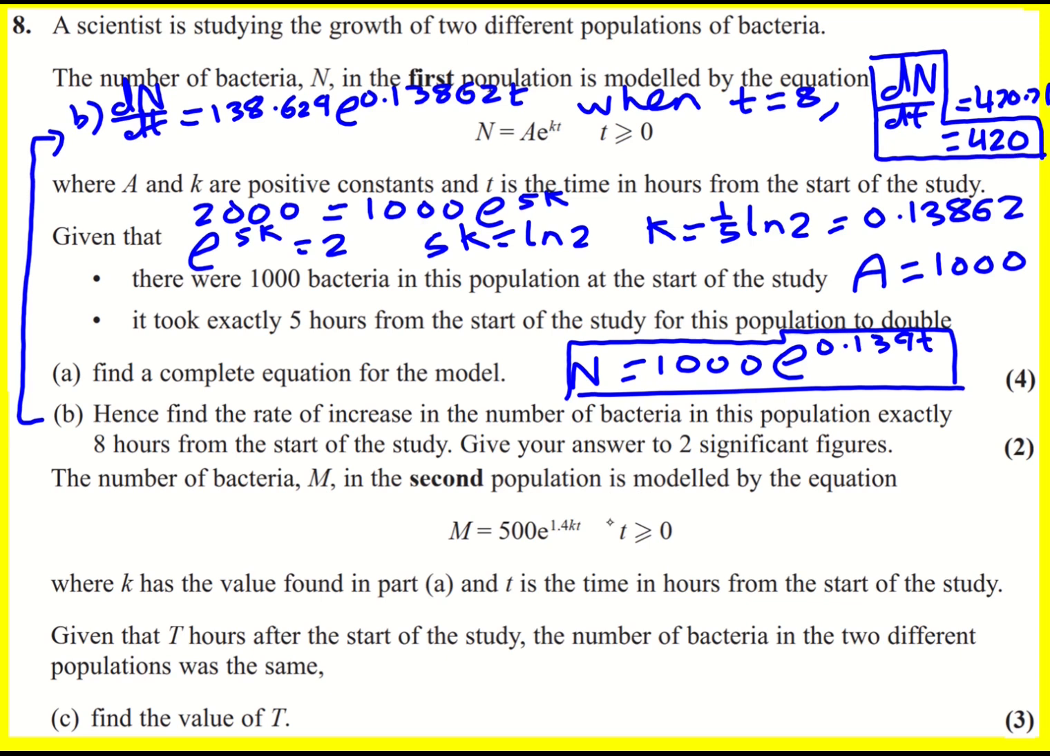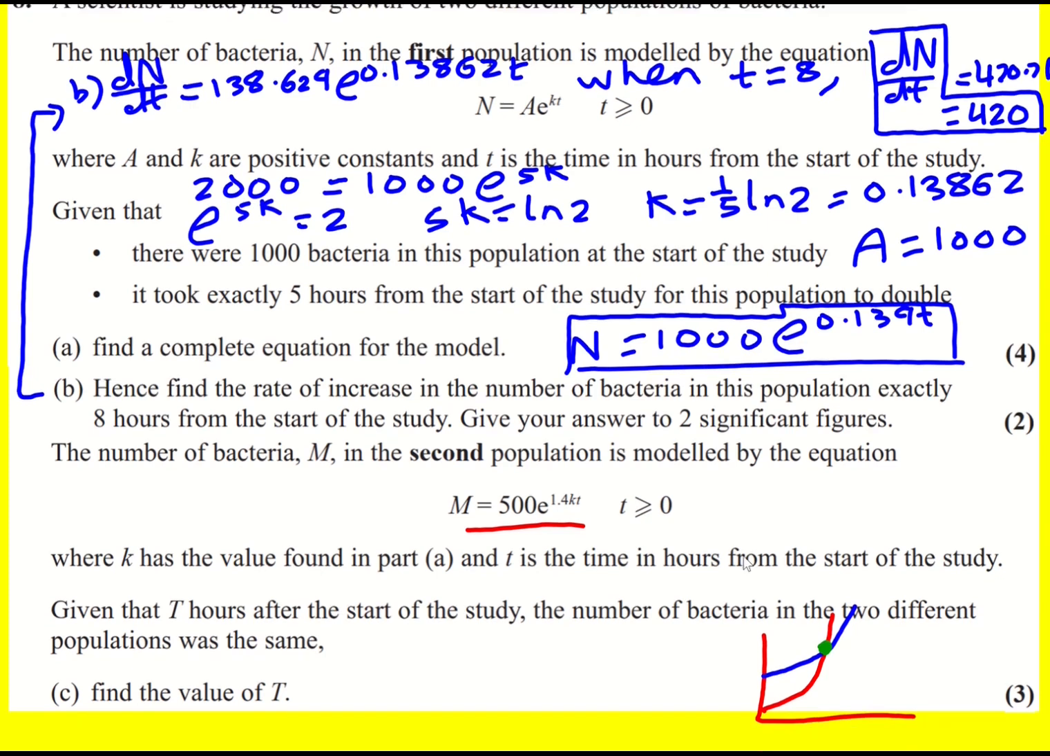Number of bacteria in the second population is modeled by this equation. K has the same value as that found in part A, and T is the time in hours from the start of the study. Given that T hours after the study, the number of bacteria in the two populations was the same, find the value of T. So this one's going to start at 500, but maybe it goes up more quickly. And then the other one starting at 1,000, maybe a bit less quickly. So we're looking at this point here where they are the same.